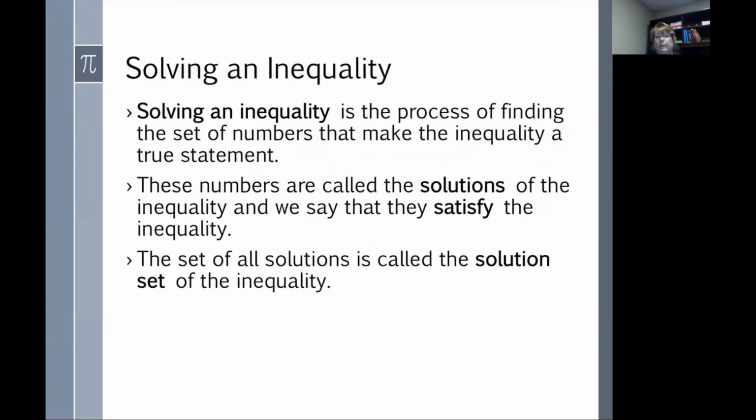Solving an inequality is the process of finding the set of numbers that make the inequality a true statement. These numbers are called solutions of the inequality, and we say that they satisfy the inequality. The set of all solutions is called the solution set of the inequality. So let's take a look at some linear inequalities.